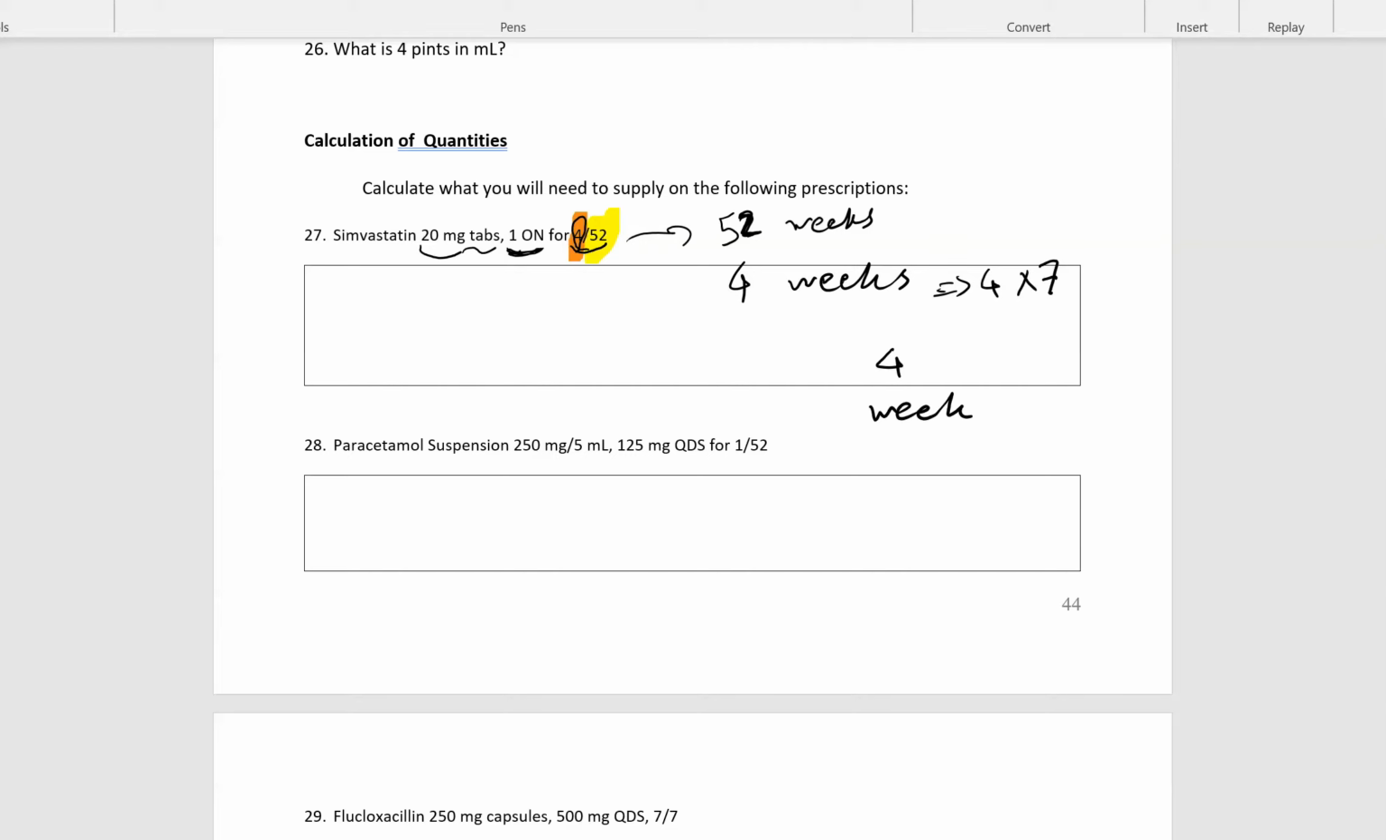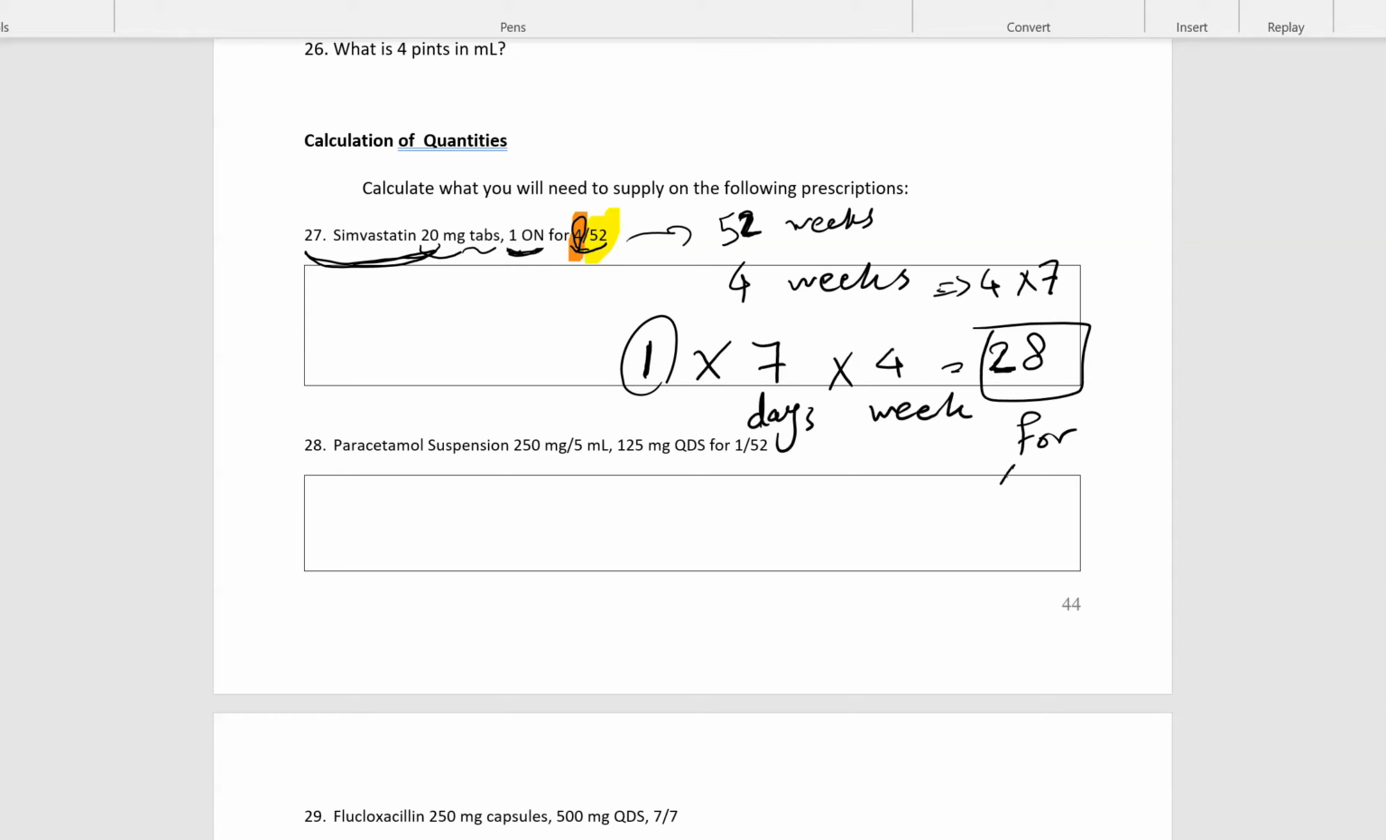So we need 4 weeks times 7 days, and then once a day. If they ask you about how many milligram, you can multiply by 20. But for the number of tablets, it's just 1 tablet a day. So 28 for 4 weeks. So you supply 28.